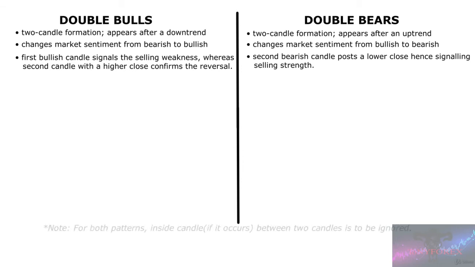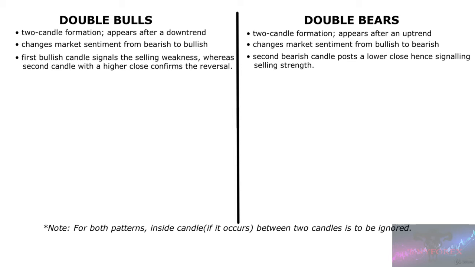Guys, another thing that I want you to remember while looking for a double bulls or double bears pattern is that you will not invalidate these patterns if there is an inside candle between the two candles. An inside candle is defined as a candle which fails to go past the high or low of the previous candle. I will explain more about this candle once we get to the examples in this lecture.